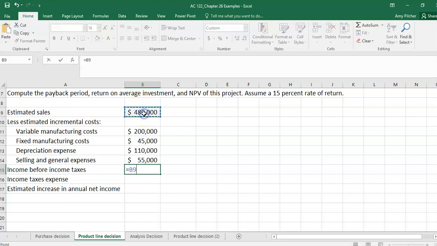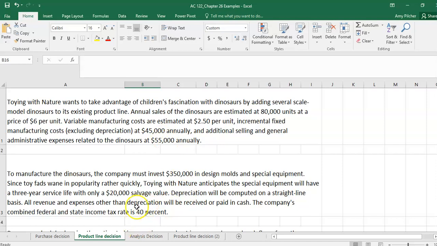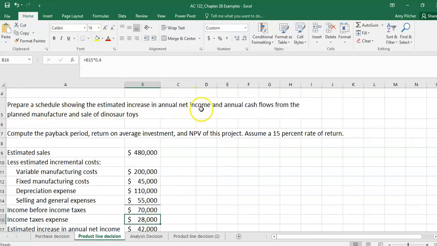We take our revenues minus all of our expenses added together, and we get our income before taxes. Our tax rate is 40%. Take 70,000 times 40%. And our estimated increase in annual net income from this project is $42,000. So we've done the first part, net income.